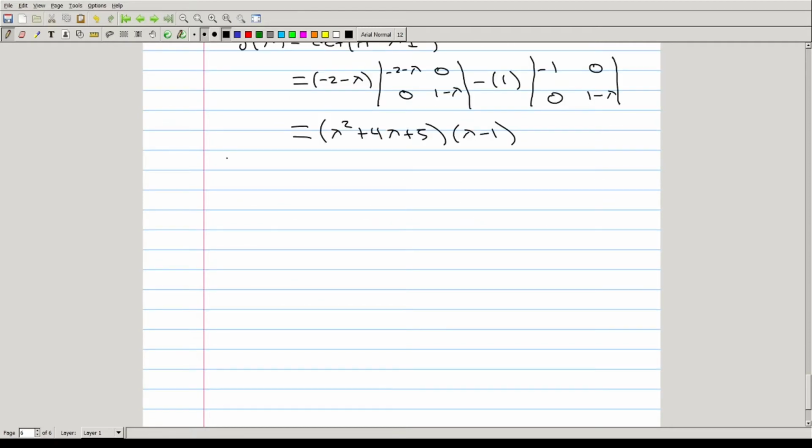And so the eigenvalues are where lambda is equal to 1, and lambda 1 and lambda 2 are the roots of this equation right here. So lambda 1 is negative 2 plus I, lambda 2 is negative 2 minus I, and lambda 3 is equal to 1. Okay, you can see that by doing the quadratic formula here. The eigenvalues are where rho of lambda is 0.